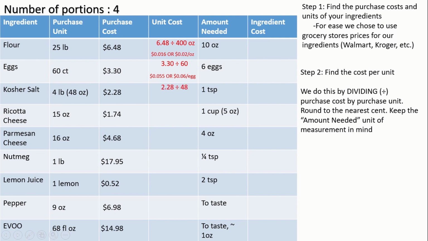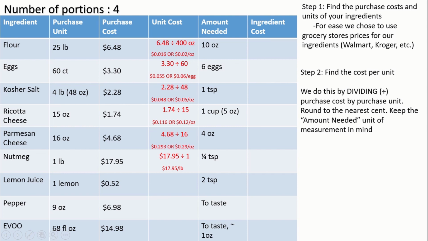For the salt, we're taking $2.28, dividing it by 48 ounces. We get 5 cents per ounce. Now notice how I'm keeping the label here for 2 cents per ounce, 6 cents per egg, 5 cents per ounce. That's super important as we go through here and as we go into our next step. So I'm just going to go through each of the ingredients and find the unit cost for each one.